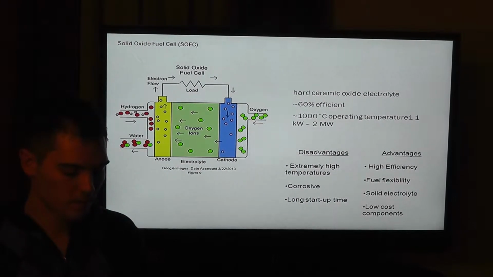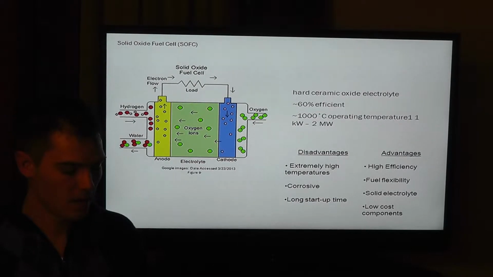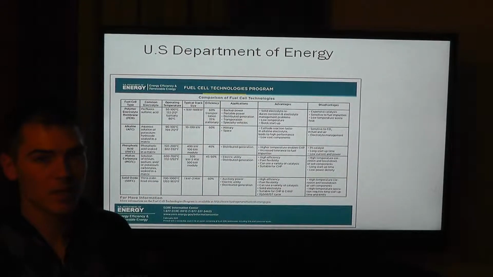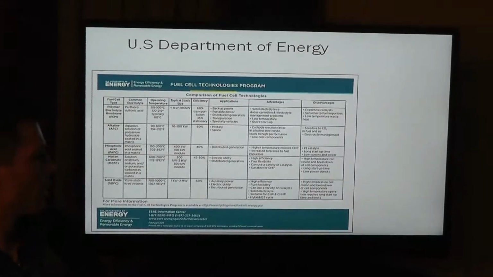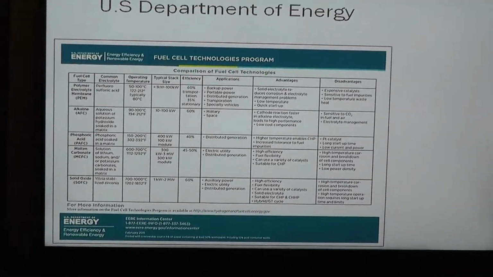A lot of these efficiency ratings I actually got from the U.S. Department of Energy. As you can see, if you can zoom in on that, I don't know how blurry it is.